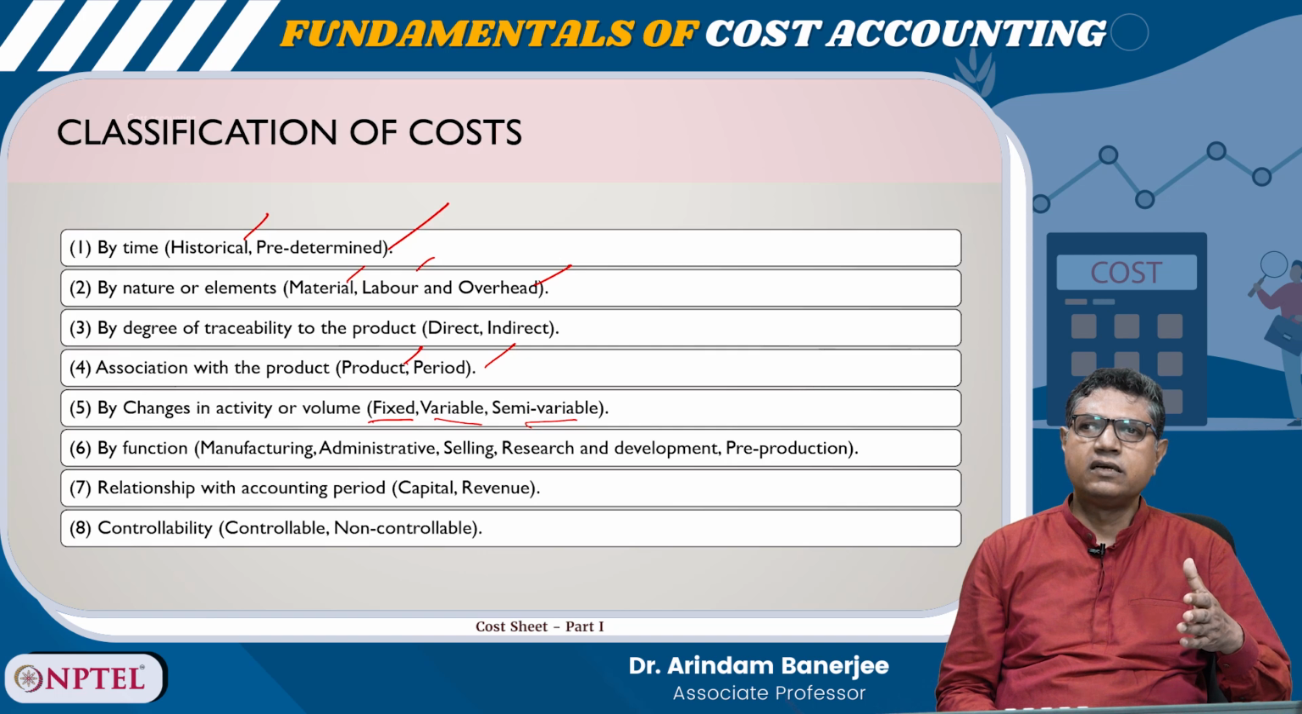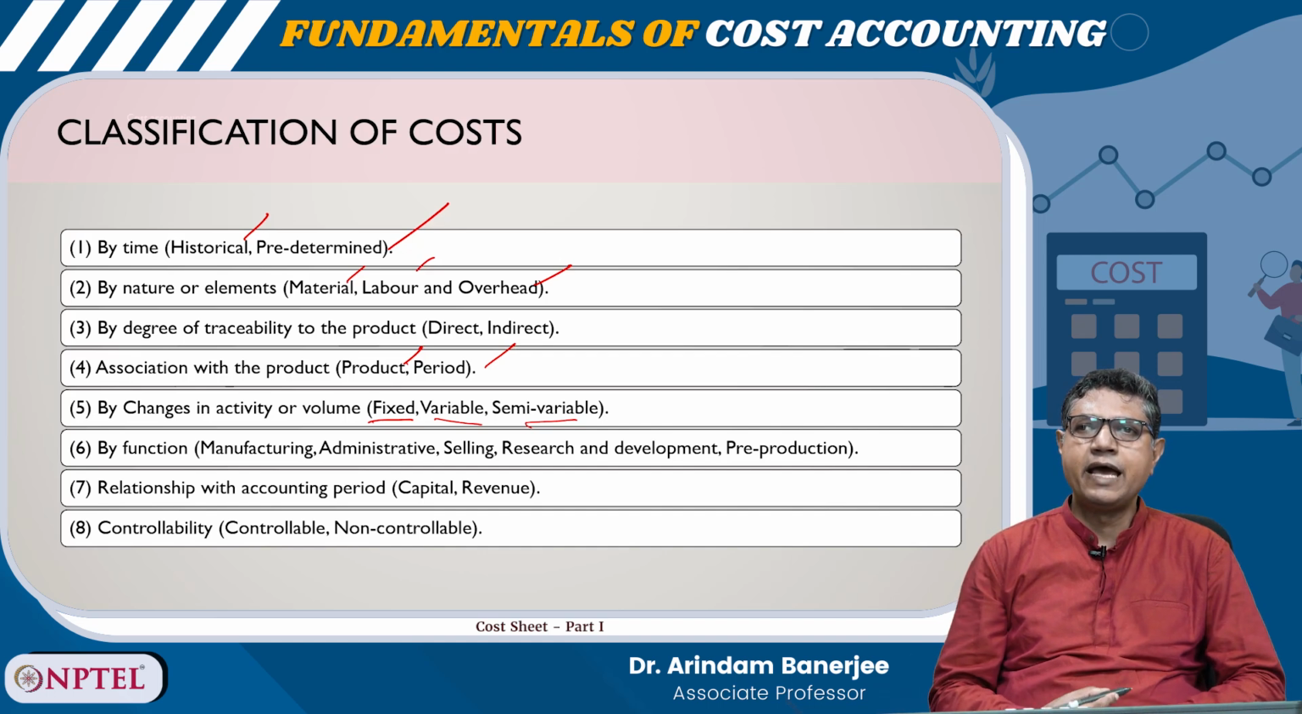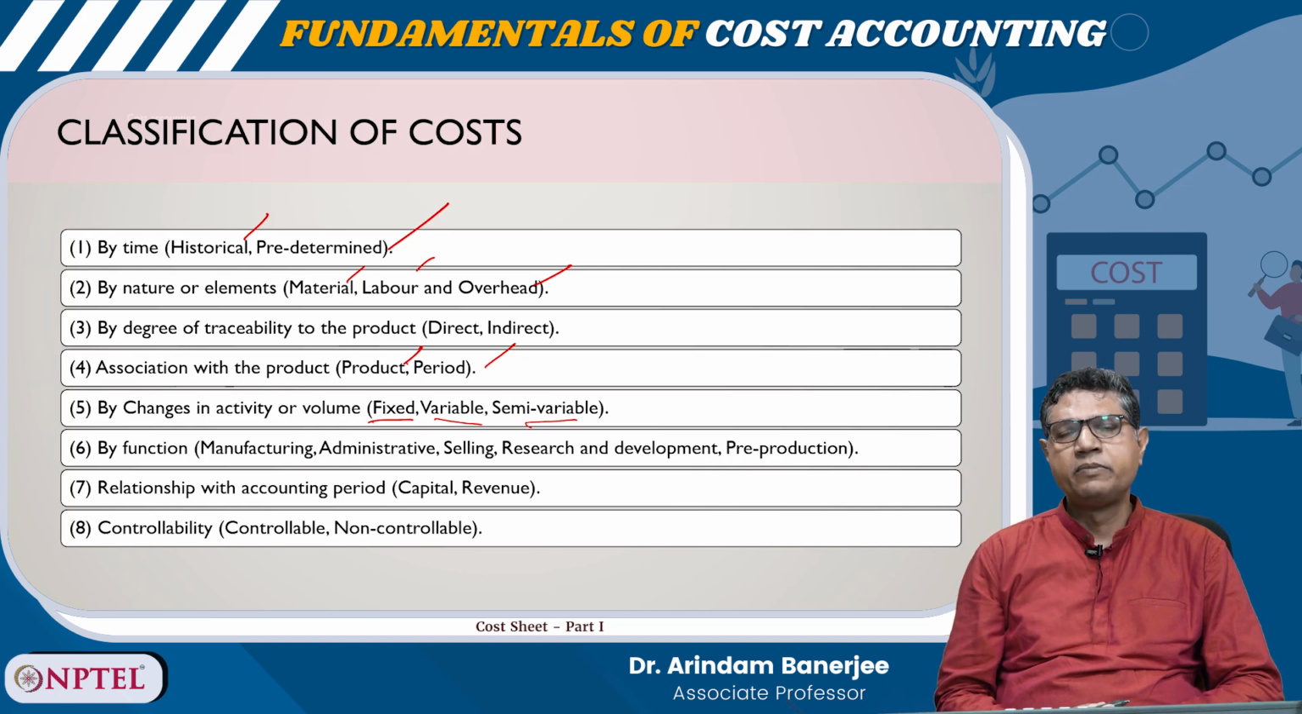Variable cost is the cost which varies with a change in production level or change within a given range of time. Like for example, the direct material cost. Say if I produce more, then my direct material cost will increase, and if I produce less, it should decrease. So this type of cost is called the variable cost. There are certain types of cost which are partly fixed and partly variable. So these types of costs are called semi-variable.